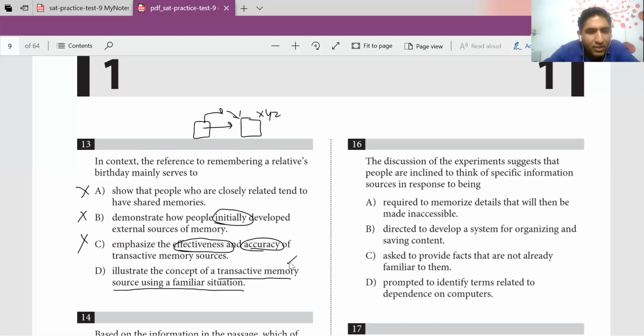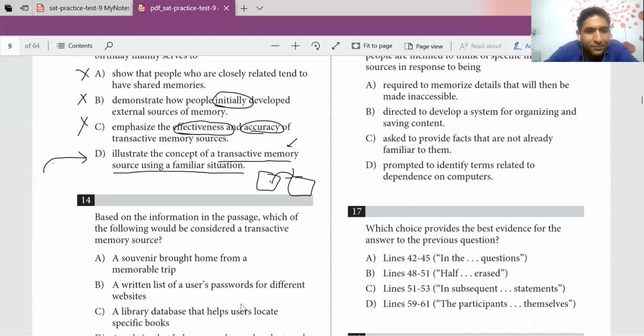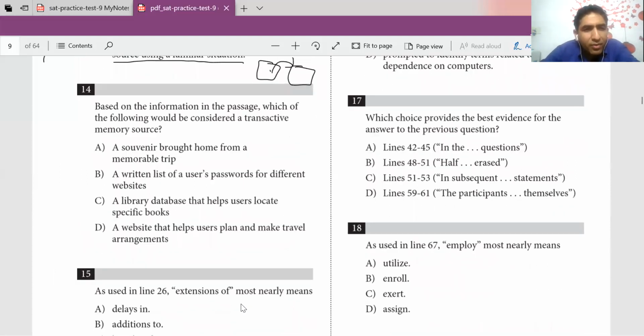Transactive memory is the word used in the second paragraph of the passage. Transactive memory is the memory which is used for just one transaction. So it's not something which we always use. For example, we do not go to our mother or father to give us information about everything we want. For certain transactions, we use their memory. So it's an example of transactive memory. Based on the information in the passage, which of the following would be considered a transactive memory source?